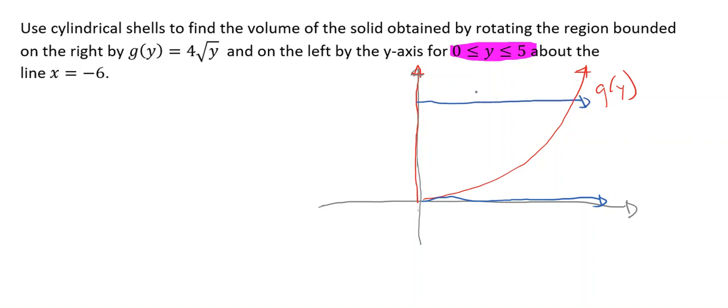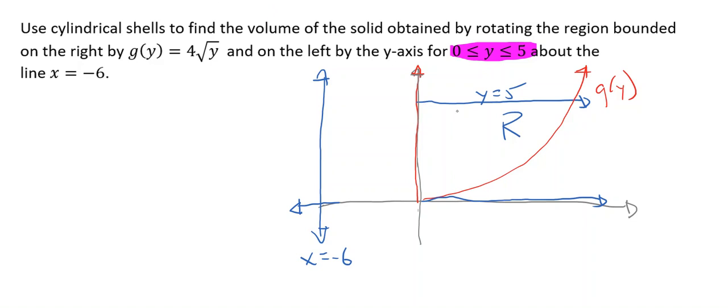So that is the equation of y equals 5. And so this is the region that I want to rotate about the line x equals -6. So let's put the line x equals -6 over here. Okay, so this is x equals -6. And let's draw ourselves a representative rectangle. And this will help you to determine whether you are integrating with respect to x or with respect to y.